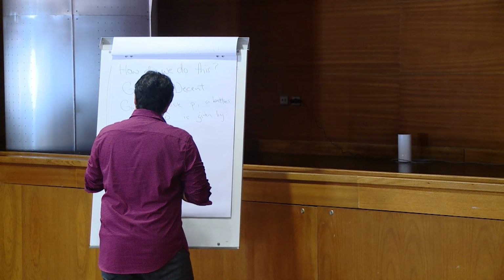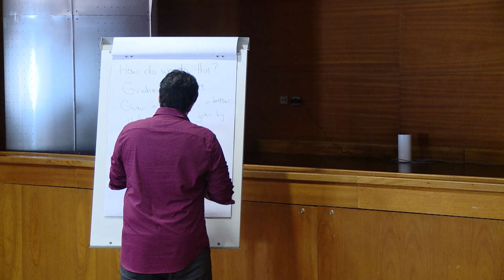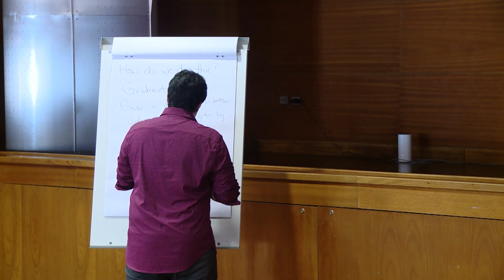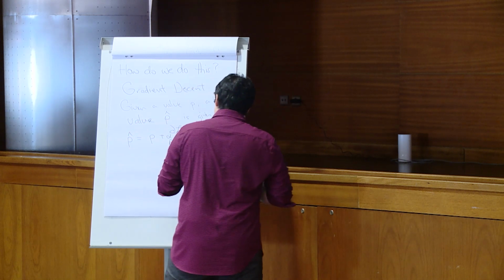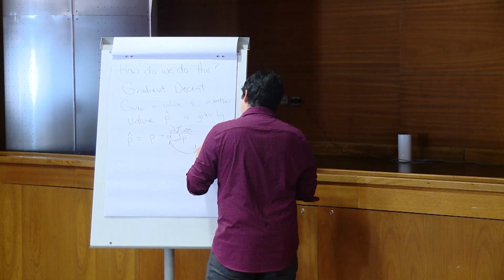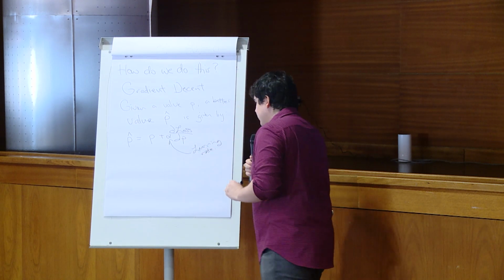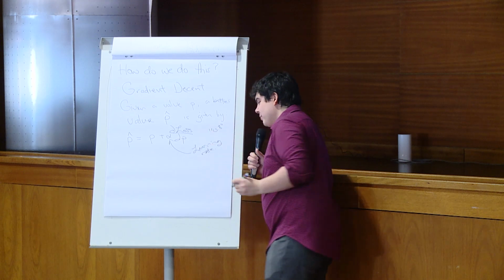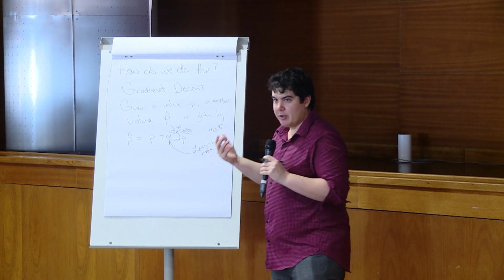So p hat equals p plus the derivative of the loss with respect to p, times alpha, which is known as the learning rate. And this is just a value that you choose. So let's just say that this is like 0.8 or something. So this operation will get you a loss that's improving.